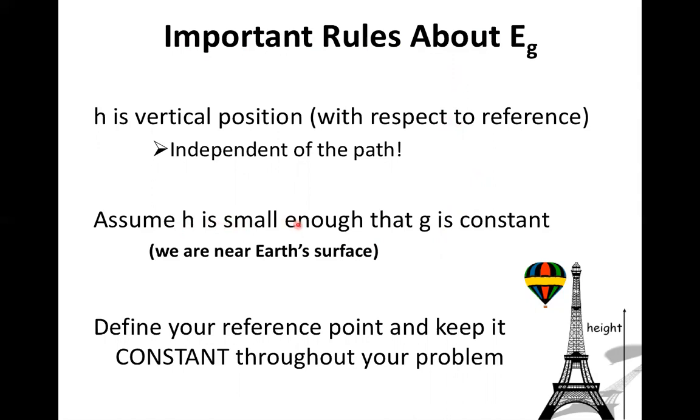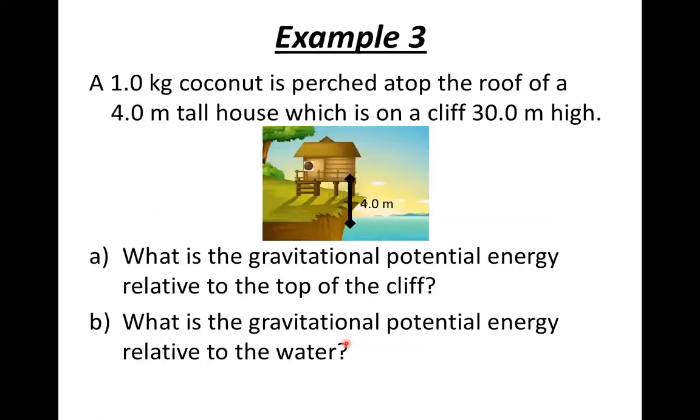Assume H is small enough that G is constant. We had a whole section last unit about how G does vary with varying altitudes. But for our problems, H is going to be small enough that we will just say that G is 9.81. Define your reference point on your diagram. So you're going to be given marks for convention in this unit, and one of those conventions is indicating your reference point on your diagram.